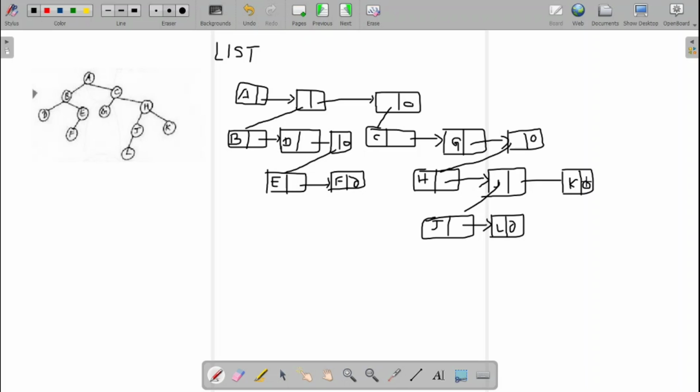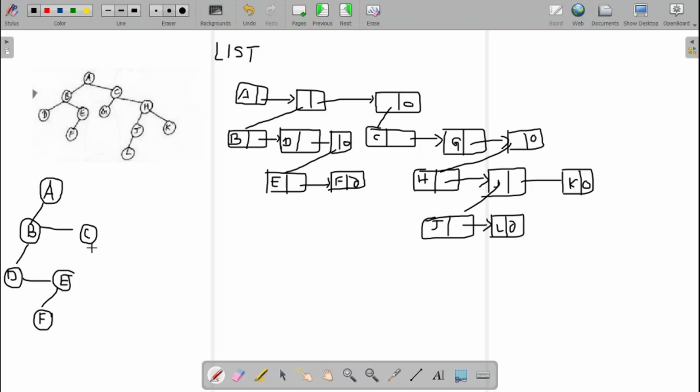Then let's go with the second representation, the left child right sibling representation. First we go with the A. Left child B. Right sibling, that is your C. Again for the B, left child D. Right sibling is my E. Again for the D, I don't have anything. E, left child F, right sibling, I don't have the sibling.